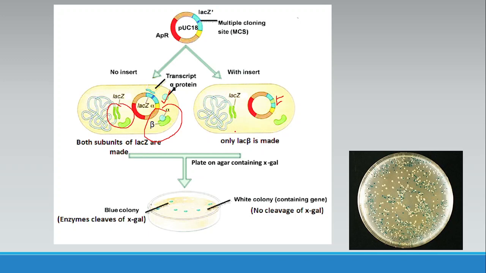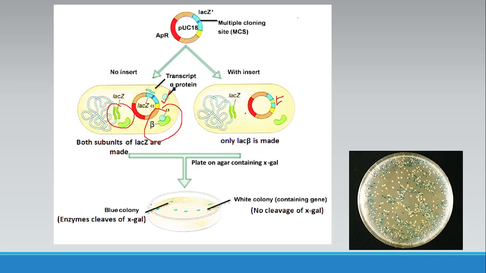Now these are the two possibilities which can occur during your experiment, and after transformation, how do you screen them? You're going to plate all the cells on X-gal, that is 5-bromo 4-chloro 3-indolyl beta D galactoside. So what happens? The cells which are synthesizing the functional beta galactosidase will cleave the X-gal to give a blue colored product.